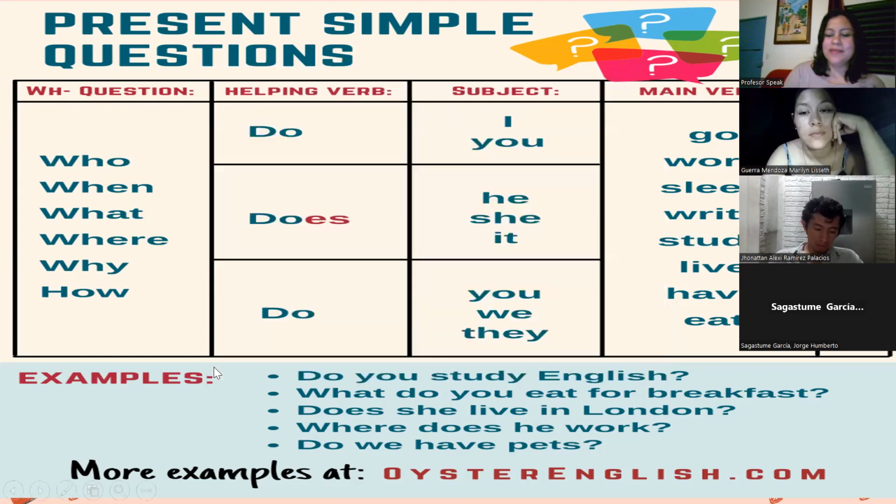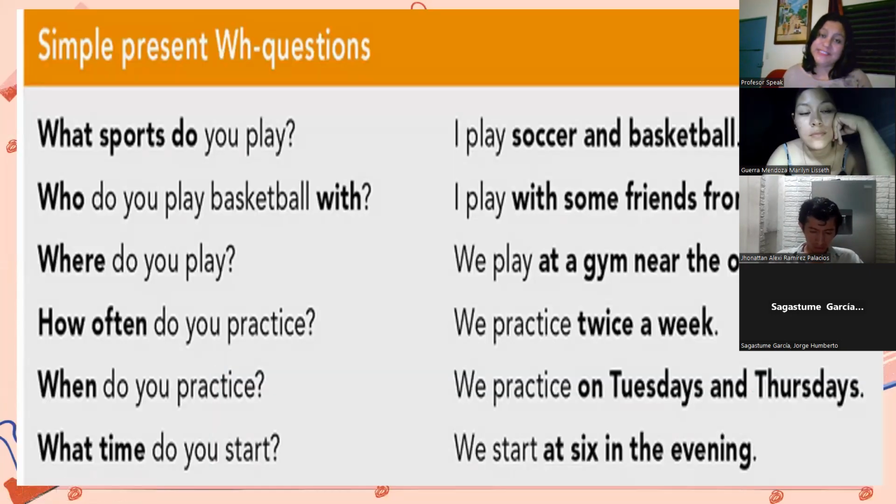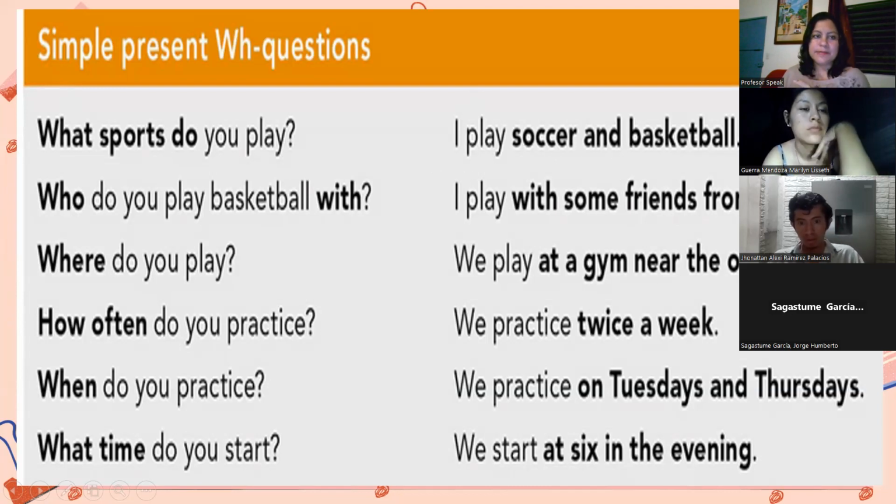Okay, now I have more examples. Look at this example. It says, what sports do you play? Look at the answer, complete answer. Pero aquí no hay the sheet. Okay. I play soccer and basketball. Who do you play basketball with? Acá, ¿con quién juegas? Who do you play basketball with? I play with my friends. Where do you play? We play at the gym.